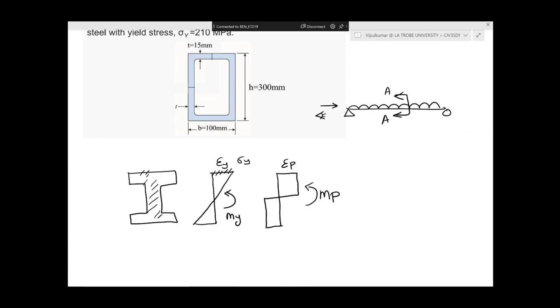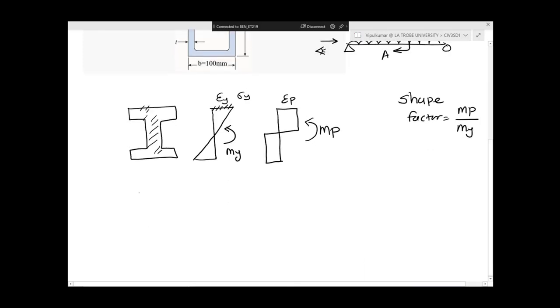Okay, and the shape factor, I think, is just a ratio of plastic moment over yield moment. Okay. Now, to calculate the yield moment, you know this bending equation, sigma is equal to My over I. Have you seen that? No. Okay. I think in mechanics of solids, we did that.